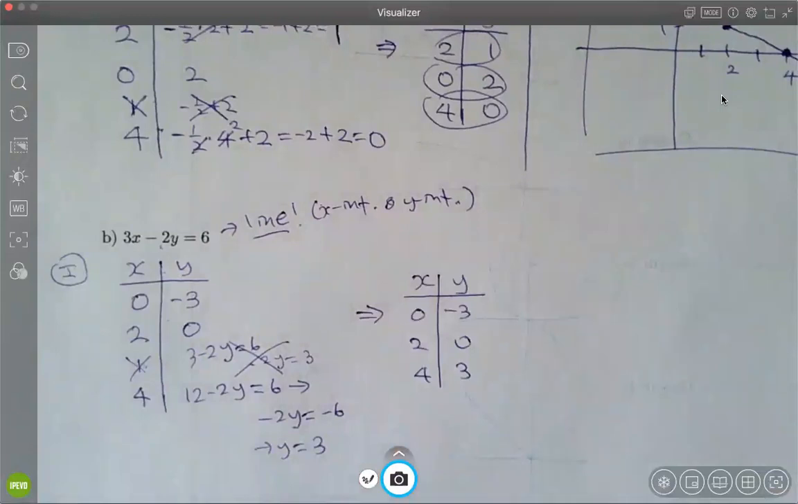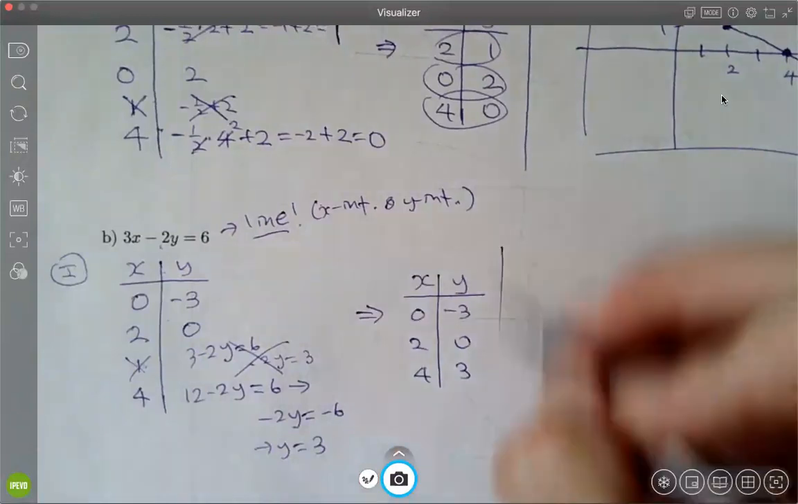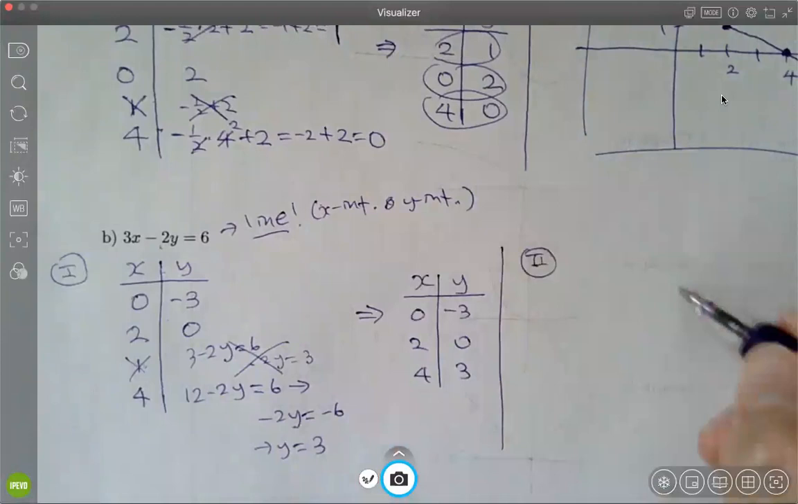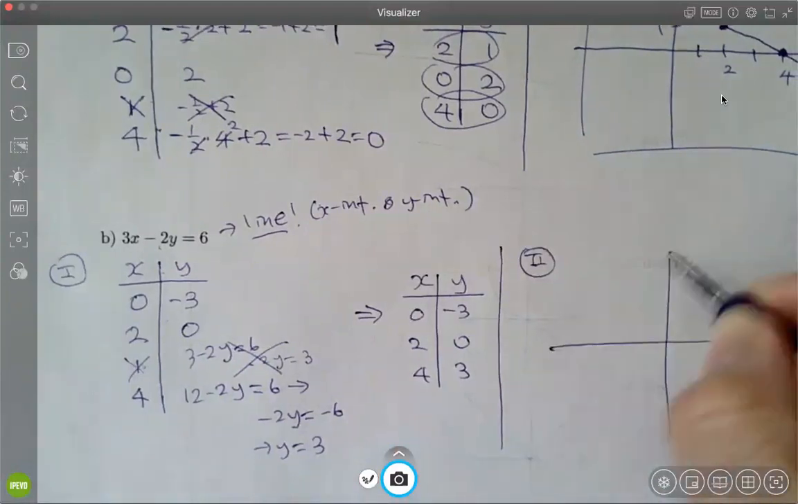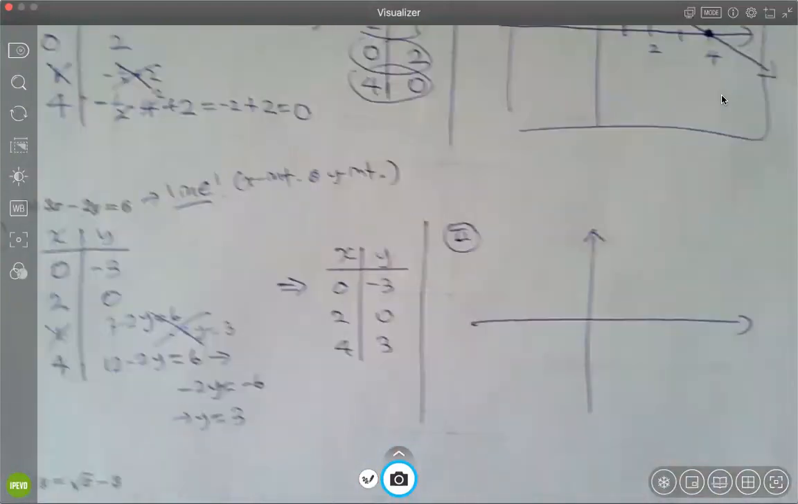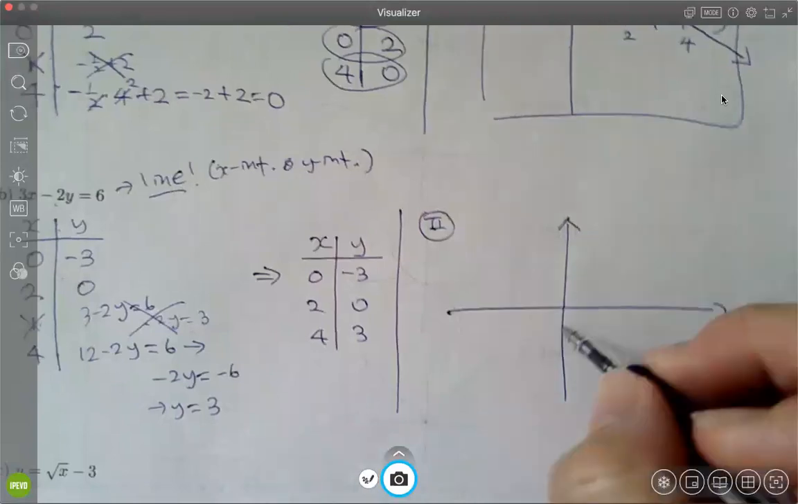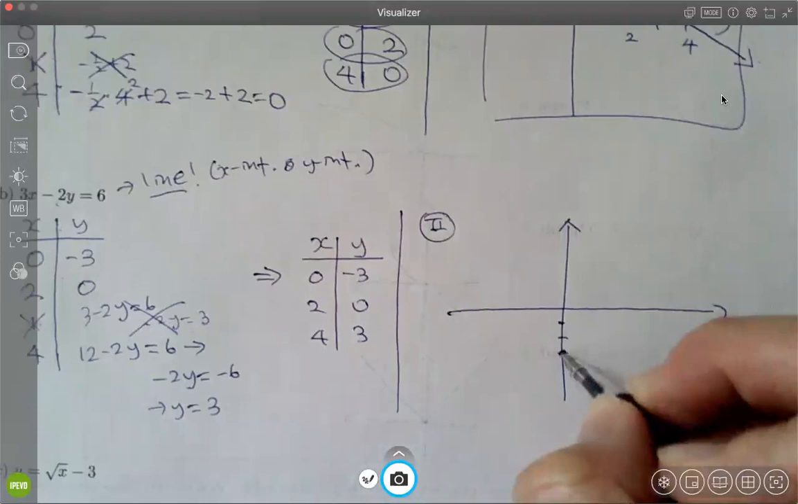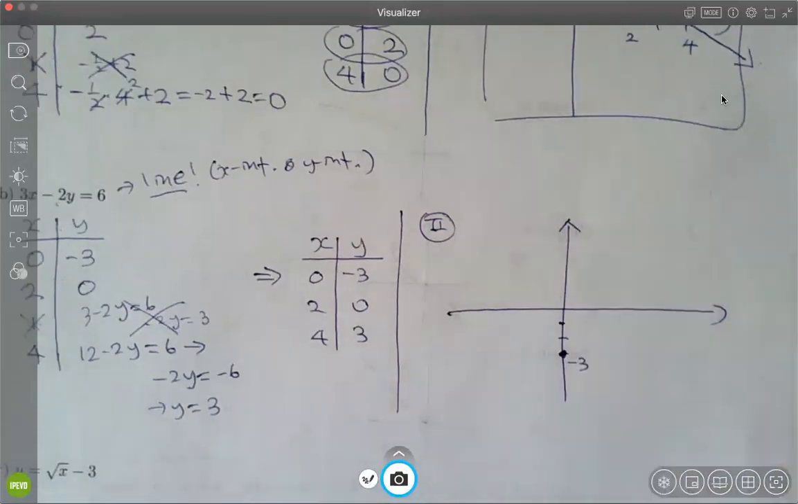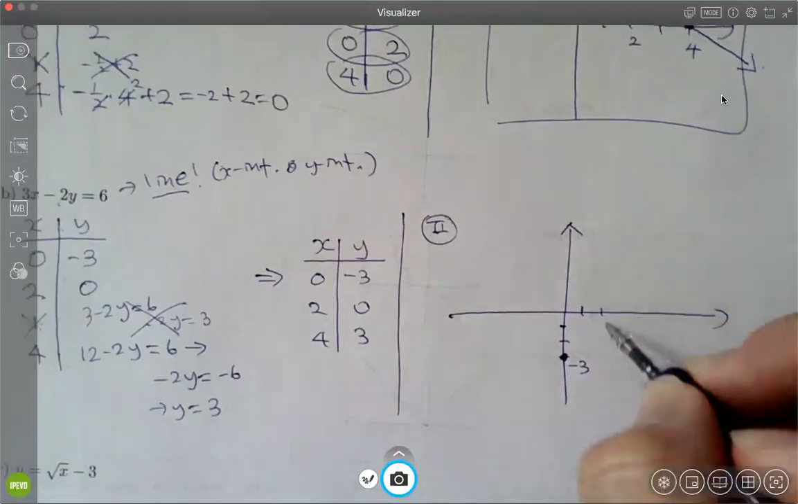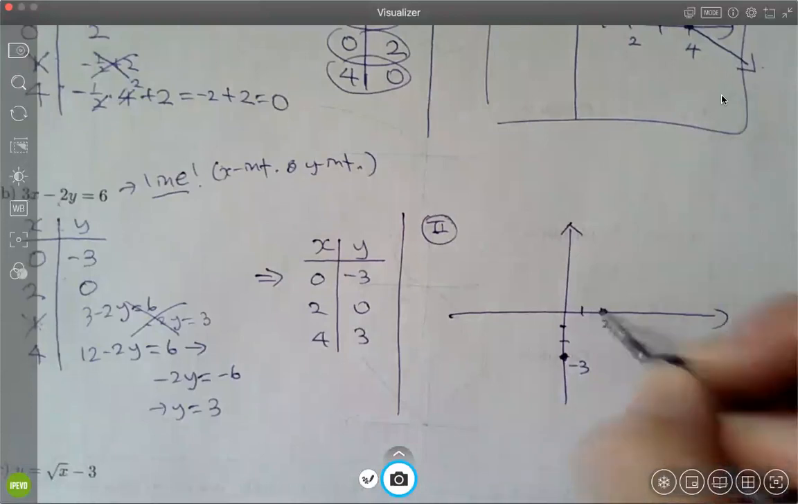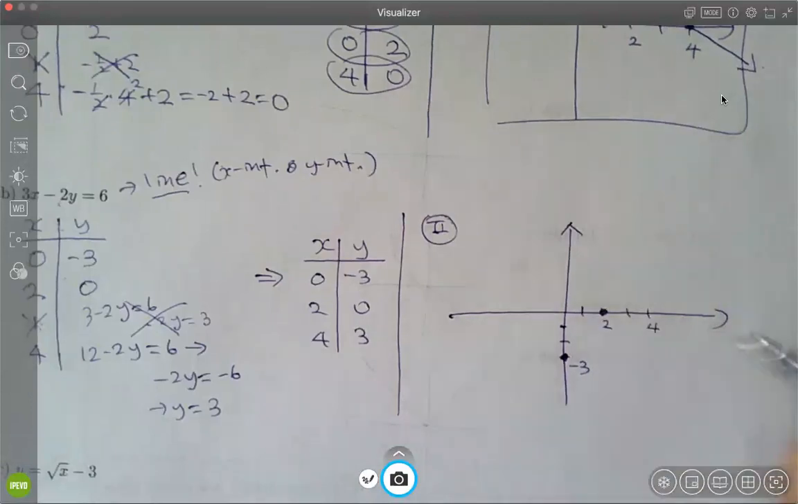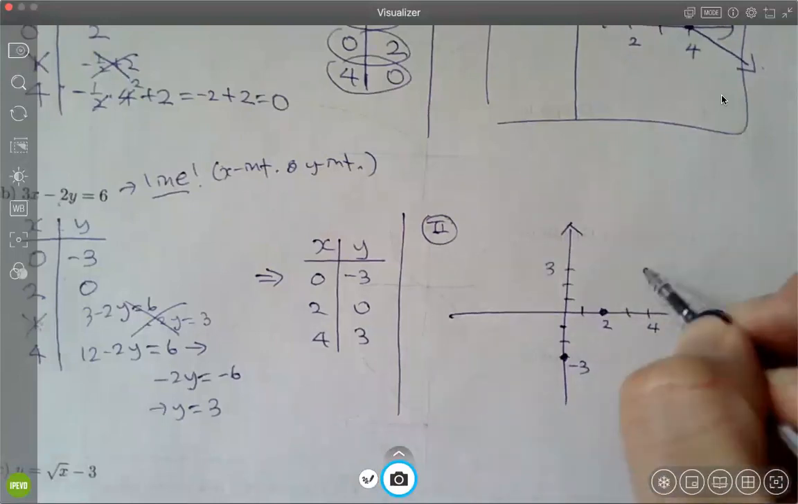Now we can graph things. (0, -3) is below the x-axis right here. And then (2, 0) is here. And then (4, 3) will be in the first quadrant, maybe somewhere here.